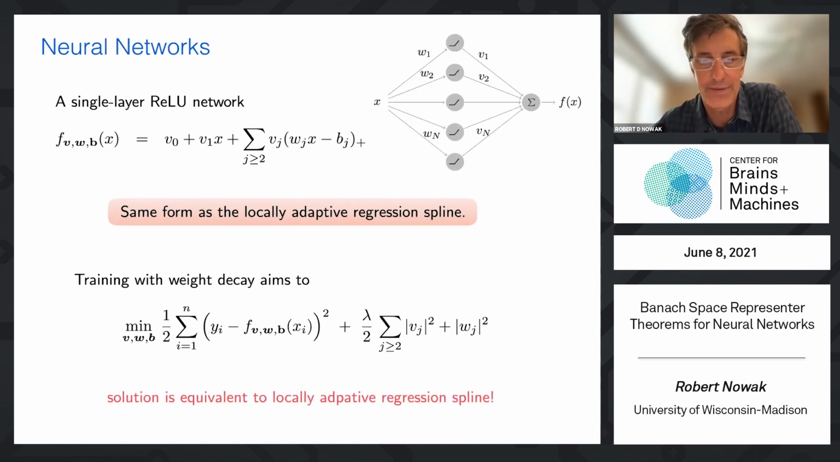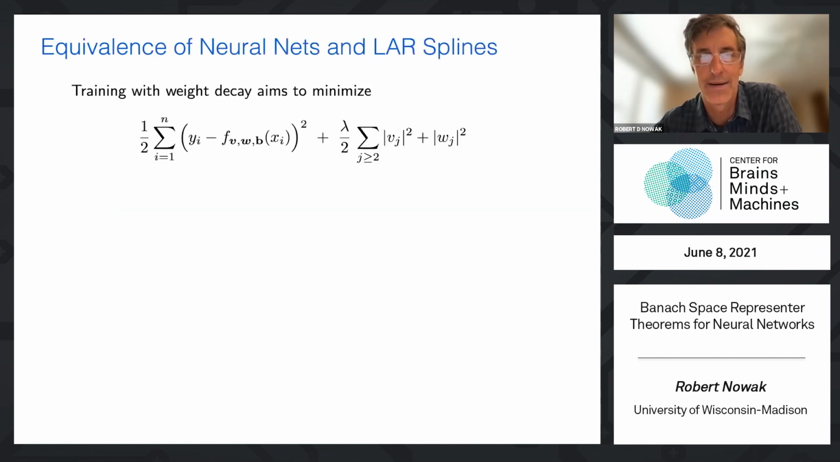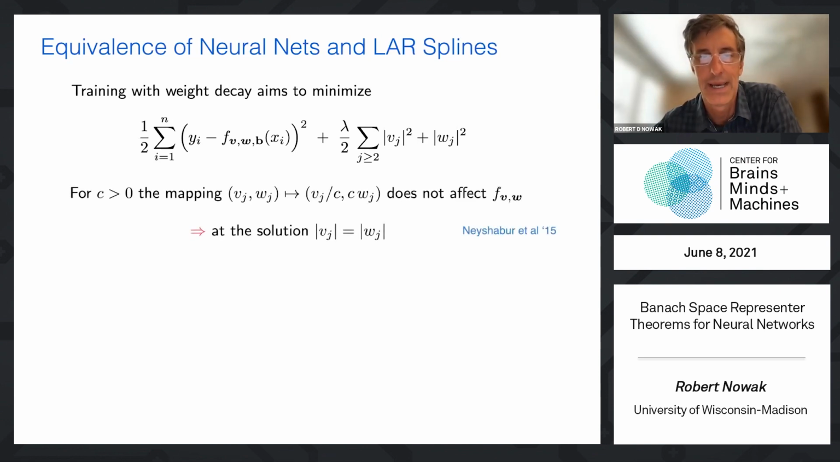Now, I claim that the solution to this optimization is exactly the same as the locally adaptive regression spline. To see that, here's again what training with weight decay is aiming to minimize. The key observation is that if we took any positive constant C, we could rescale the input and output layer weights. We could map each neuron's input and output weight, Vj and Wj, to a new pair, Vj over C and C times Wj.